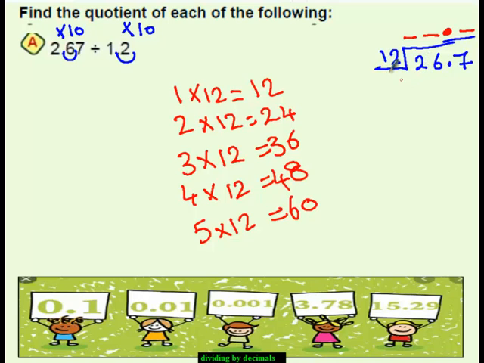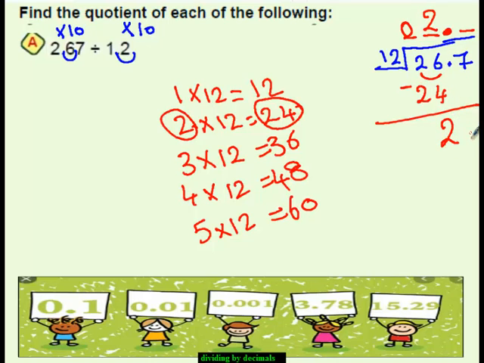Okay, 2 divided by 12 can't be done, so I'm going to put my first 0, and then I'm going to take 26 divided by 12. I can't find 26 here, but what number do I have less than 26? It's 24. I make a circle around 24, make a circle around 2, and then I put 2 up and 24 down, and here 26 minus 24 will be 2.